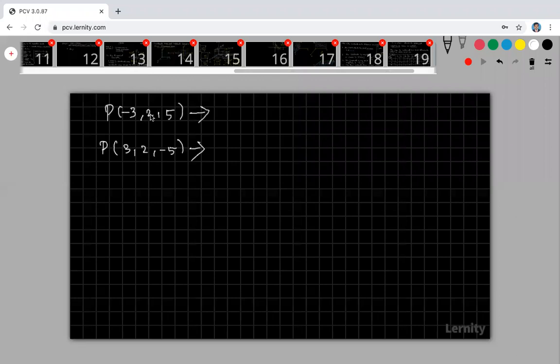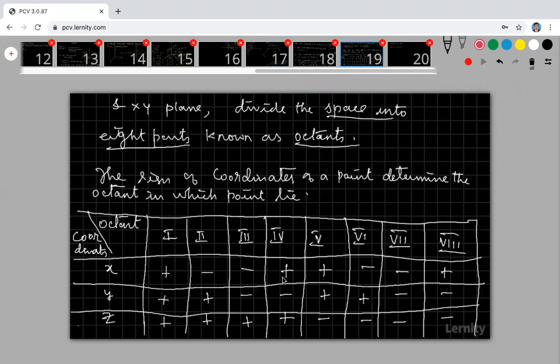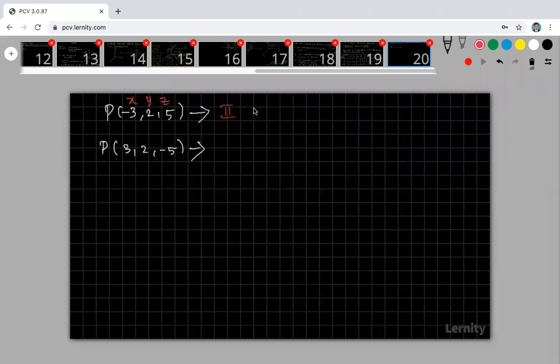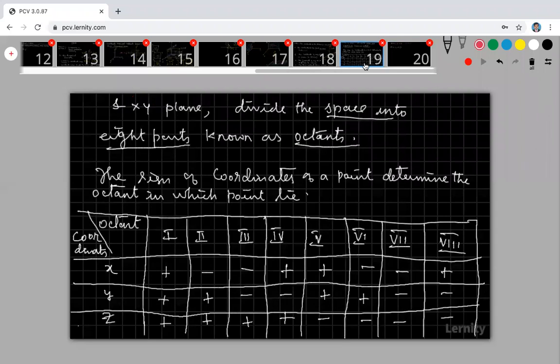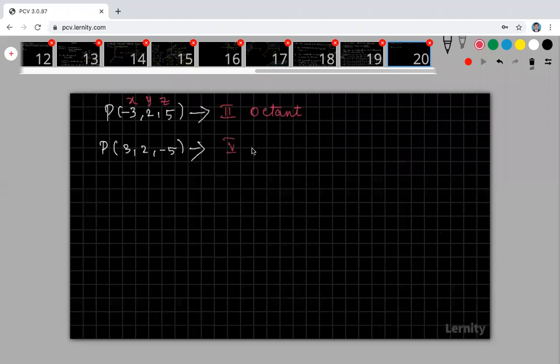For (-3, 2, 5), that means my x is negative, y positive, z positive. X alone is negative. Where is that? See, the second octant. This point lies in the second octant. Okay, take this point, Kanna: (3, 2, -5). Is that alone negative? Where is that alone negative? Fifth octant. Therefore, this point lies in the fifth octant.